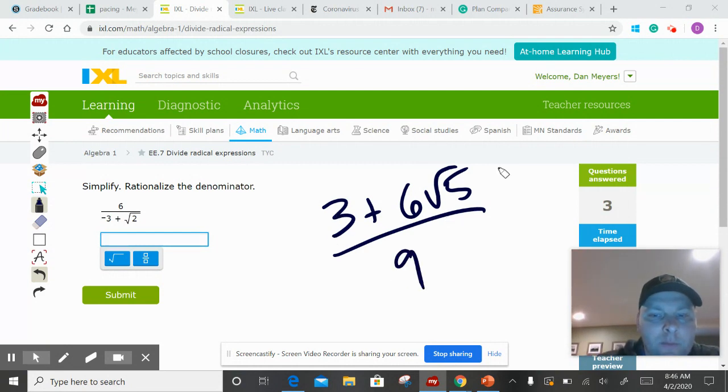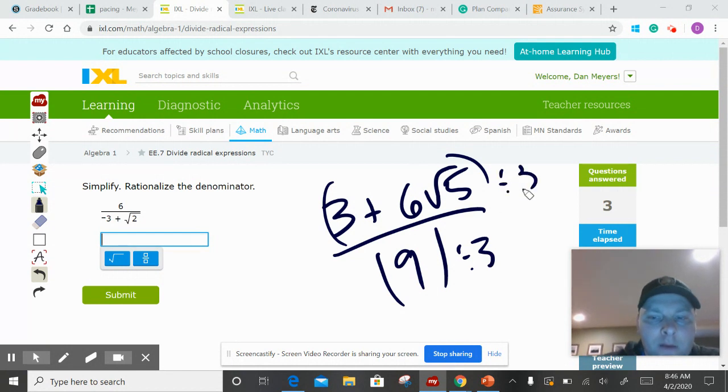These are all divisible by 3, right? So we can divide by 3 to the top and the bottom, and that would come out to be 1 plus 2 root 5 all over 3.